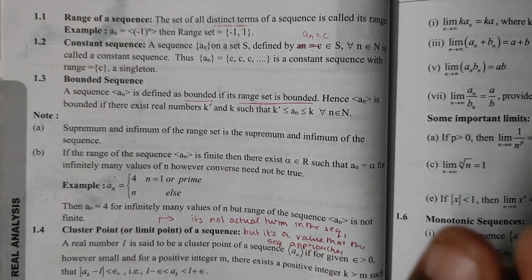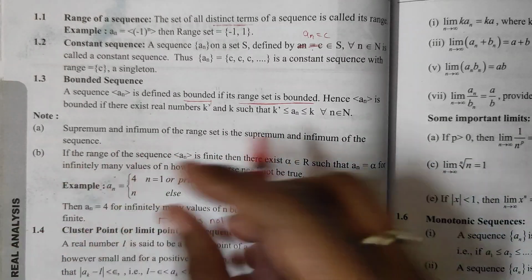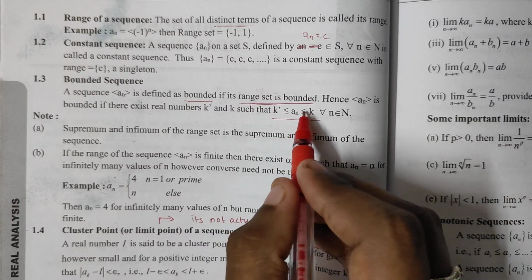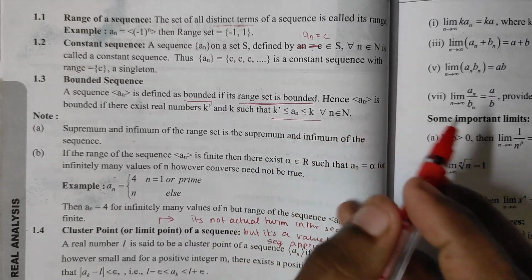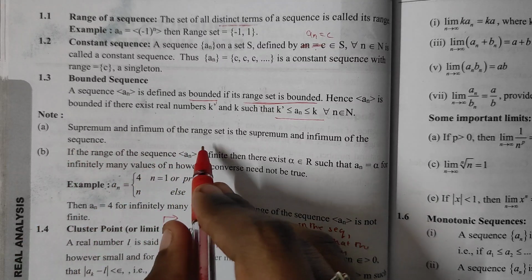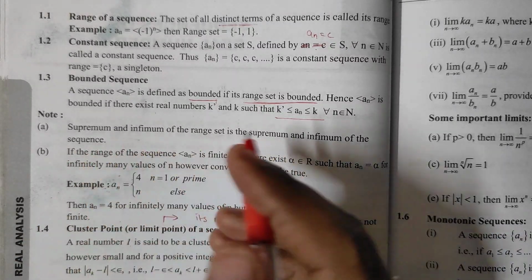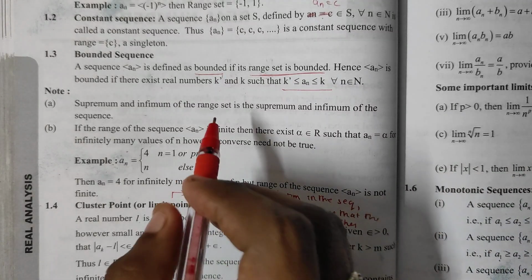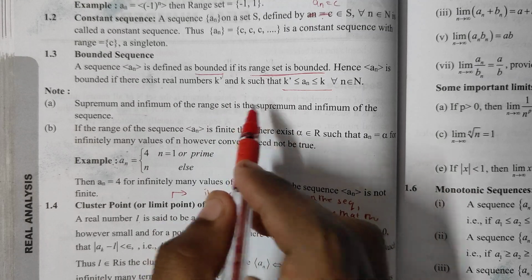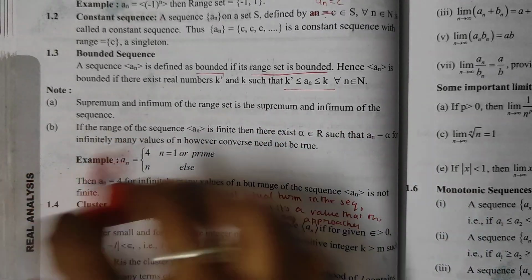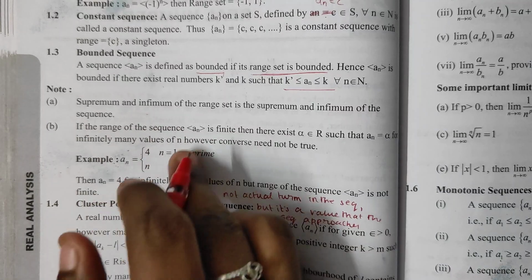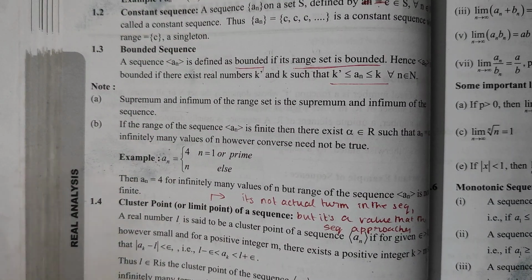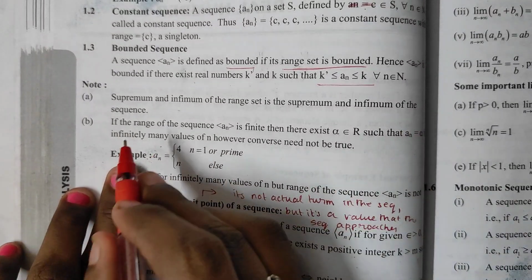Bounded means there should be one number, and the sequence should be less than or equal to that number, that is, minus k less than or equal to an less than or equal to k. Fine. Next, the supremum and infimum of the range set is the supremum and infimum of the sequence. So if you are considering the supremum and infimum of the range set, it is actually equal to the supremum and infimum of the sequence itself. Range set means unique elements only will be there in the range set.